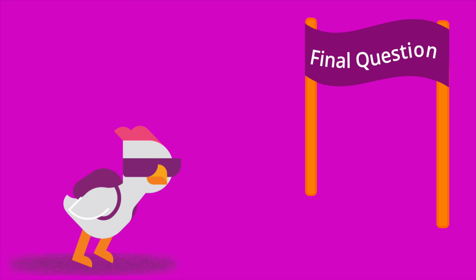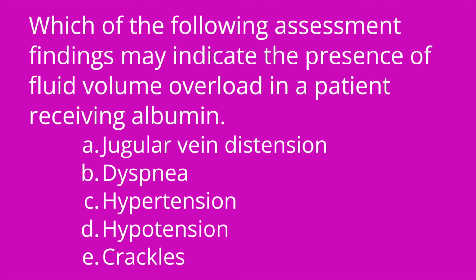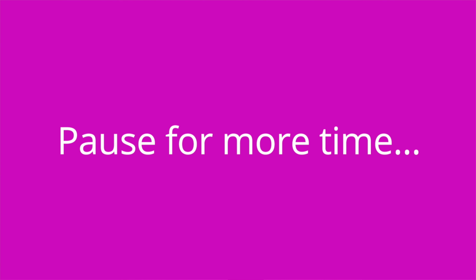And question number 3, which of the following assessment findings may indicate the presence of fluid volume overload in a patient receiving albumin? A, jugular vein distension, B, dyspnea, C, hypertension, D, hypotension, and E, crackles. The answers are A, B, C, and E.